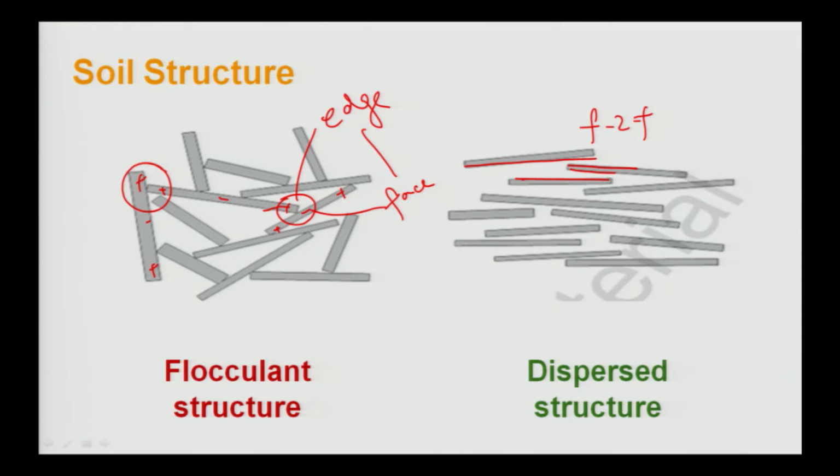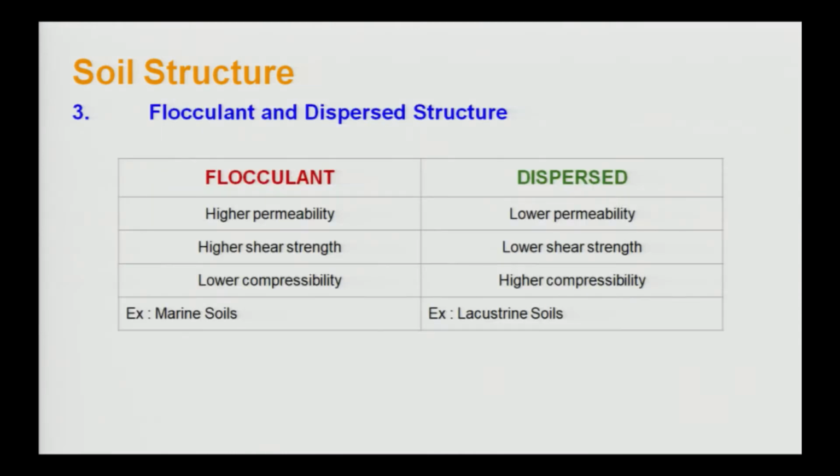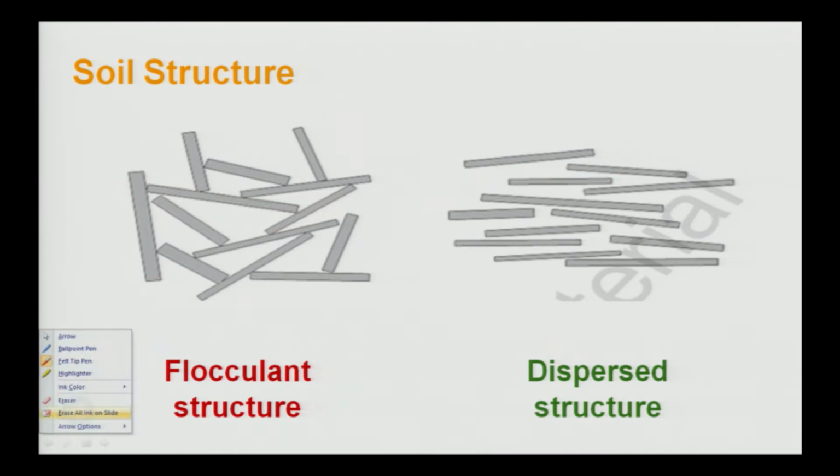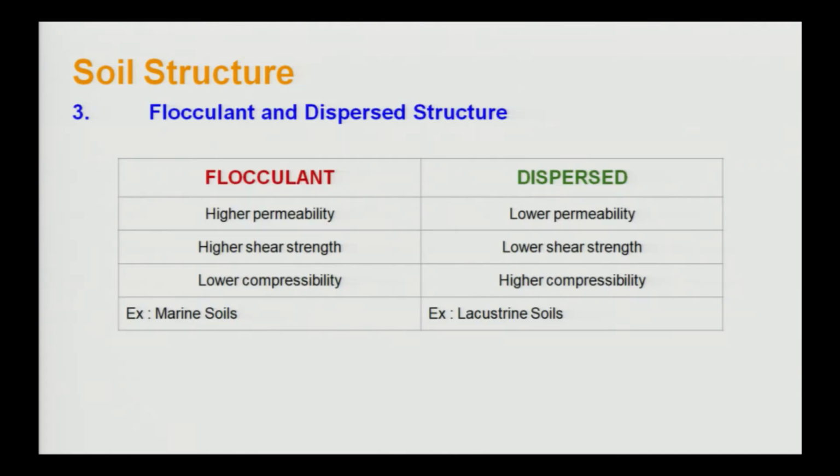When we go for the properties of the flocculent and dispersed structures, we will see that the flocculent one will have higher permeability. See here, the passages will be more. So when the passages are more, there will be more permeability. Second, in the dispersed structure the passages will not be too many; there are passages, but when you talk about this flow or this flow, it will not be able to match the flocculent structure.